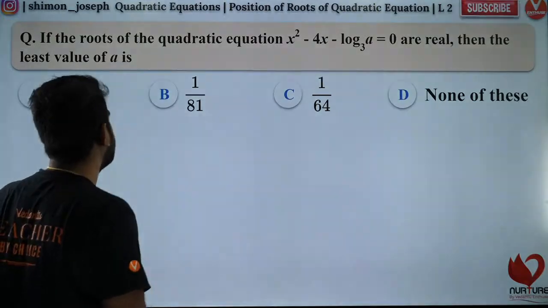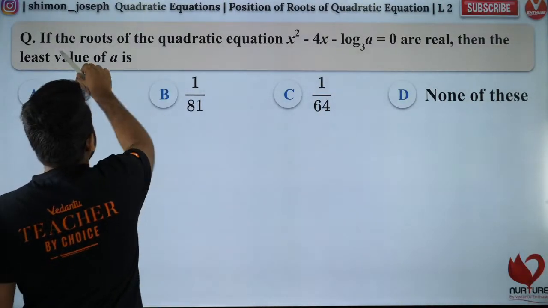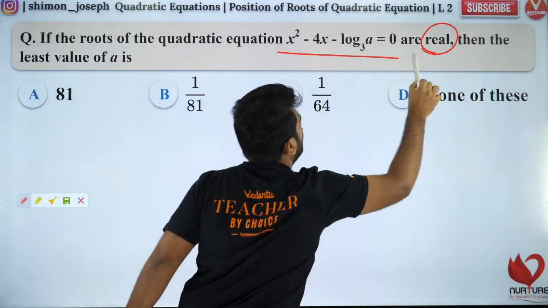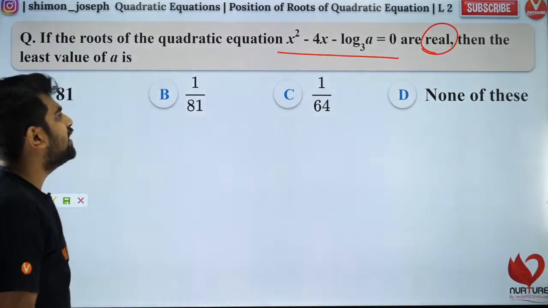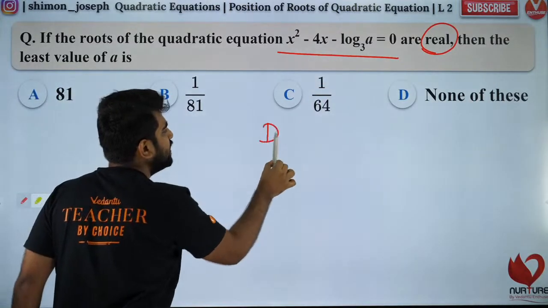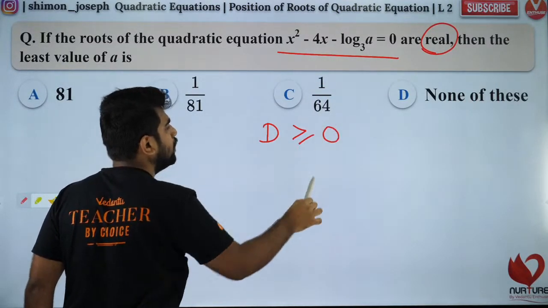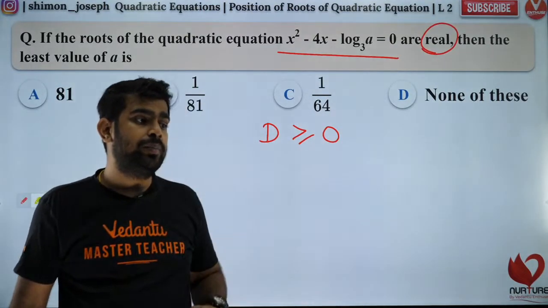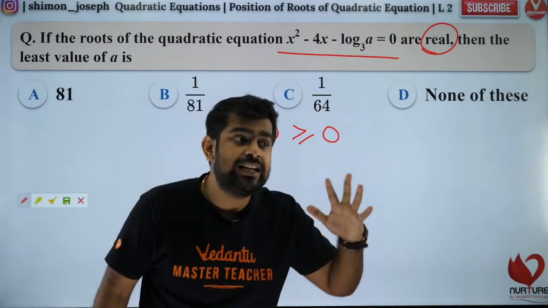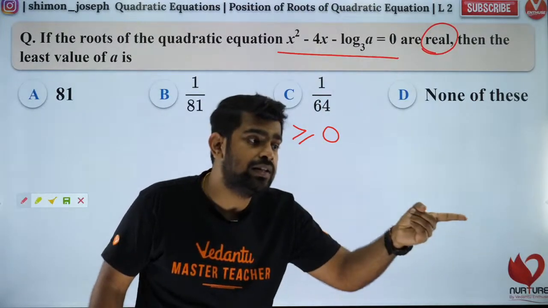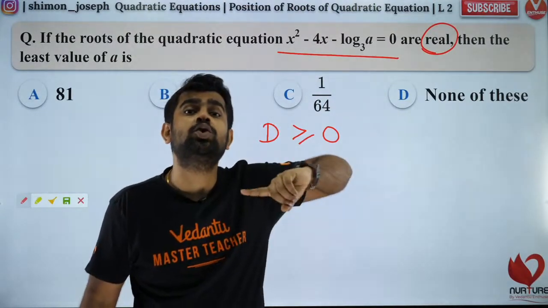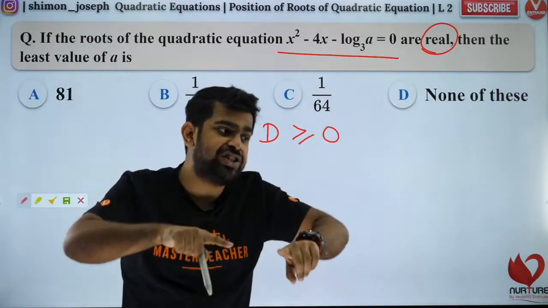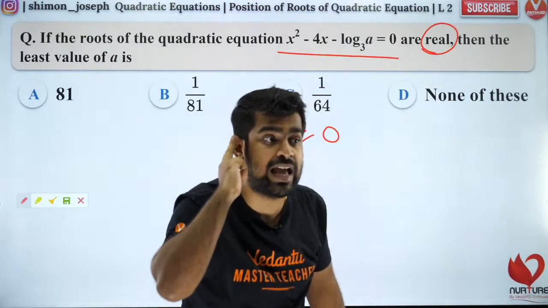Suman, try to solve this question. So people, if the roots of this quadratic equation are real, what do you mean by that? If they are real, can I say that the discriminant will be greater than or equal to 0? Why? Because they did not say that the roots are distinct. They did not say that the roots are equal. So what should you do? You should take both the conditions. Are you clear? Please listen carefully.